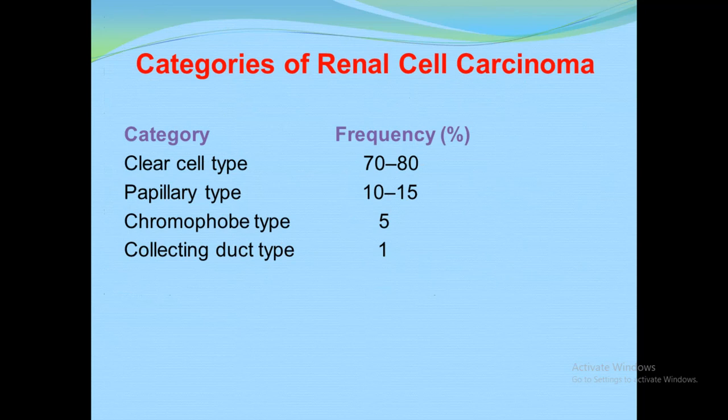التايبس هي الموست common type هي clear cell type اللي هي accounts for 70 to 80%. عندنا papillary type اللي هو 10 to 15%. Chromophobe type اللي هو 5% and the collecting duct type اللي هو 1% least common.